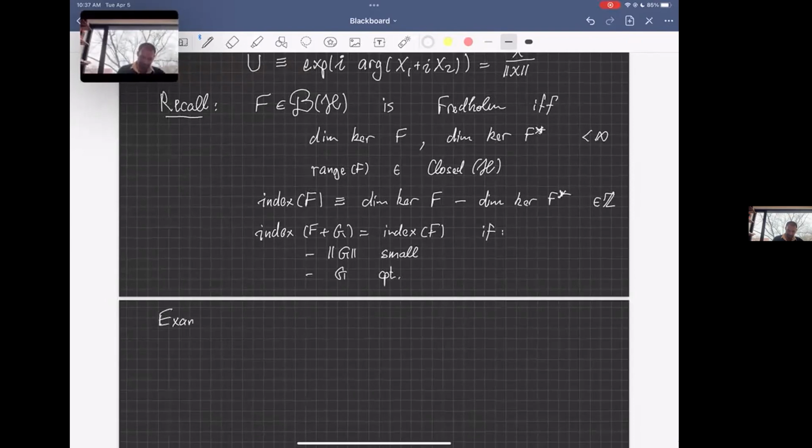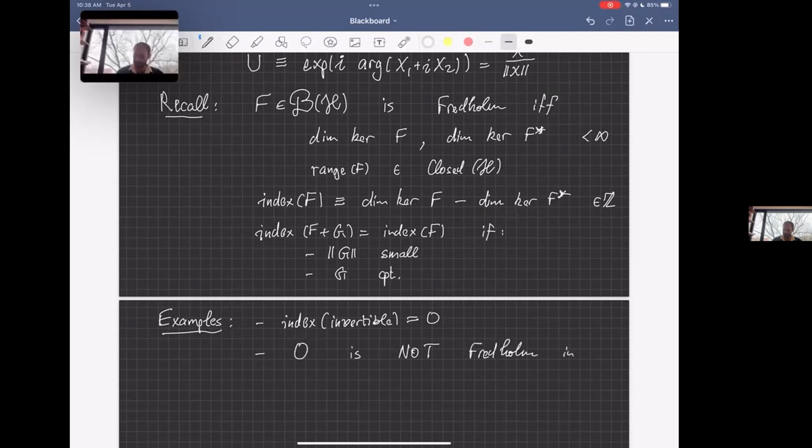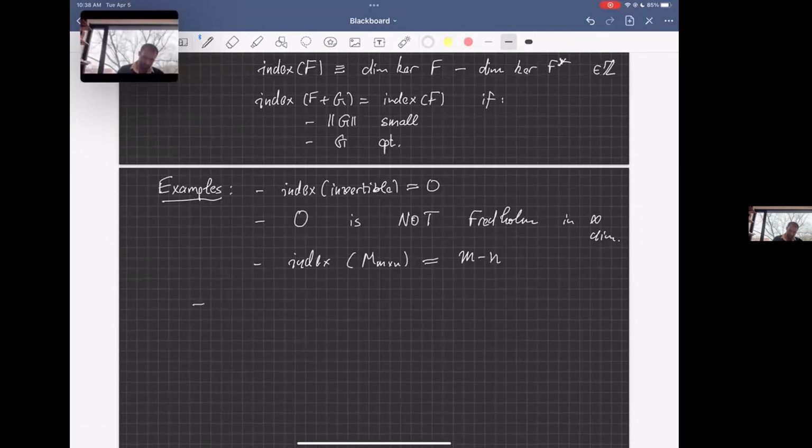So here are a few examples just to orient you. Anything that is invertible is obviously of index 0 because it has no kernel, it has no co-kernel. I haven't said, but when the range is closed, then this is also equal to the dimension of the co-kernel of F. 0 is obviously not Fredholm if you're in an infinite dimensional space. And if you take the index of an M by N matrix, then the index is just M minus N by rank-nullity. So it doesn't depend at all on the matrix, it's just accounting of the dimensions.